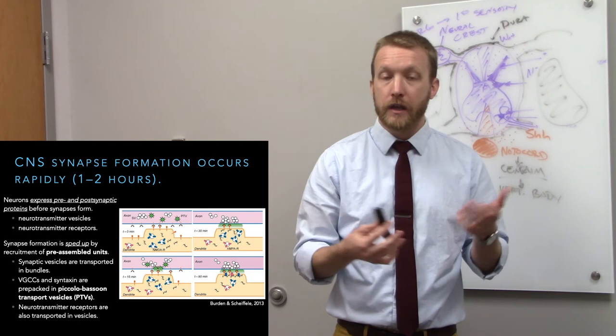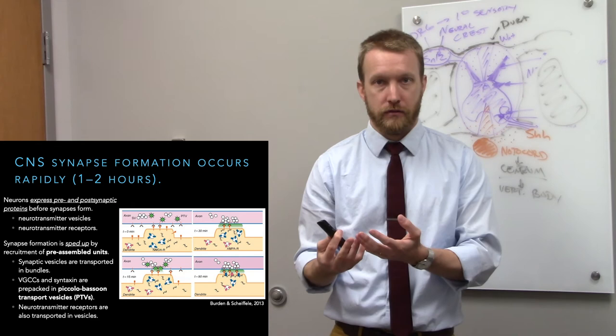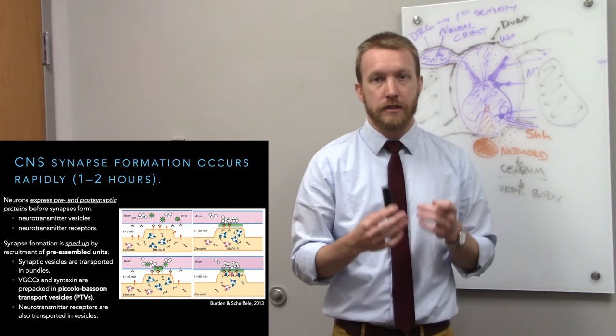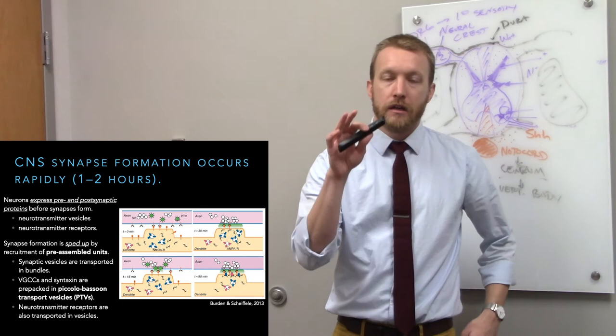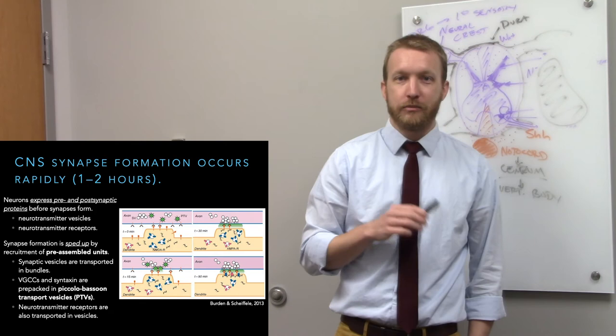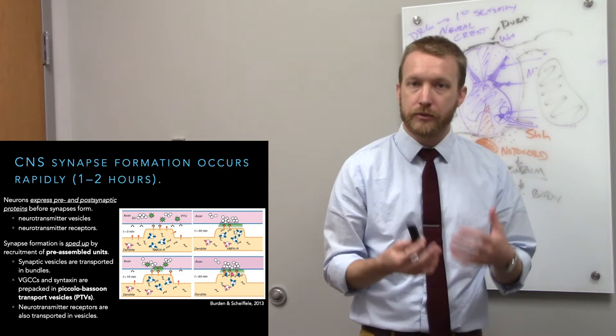So if we're in the central nervous system, for the most part, it's axon contacting dendrite. And when that occurs, we form synapses very rapidly. It only takes about an hour or so. 1 or 2 hours, we'll have ourselves a functional synapse. And that's because neurons do their prep work. They do the reading before they come to class. They put together all their vesicles before they form synapses. They package together all their receptors before they form the synapses. So we have pre-packaged units.